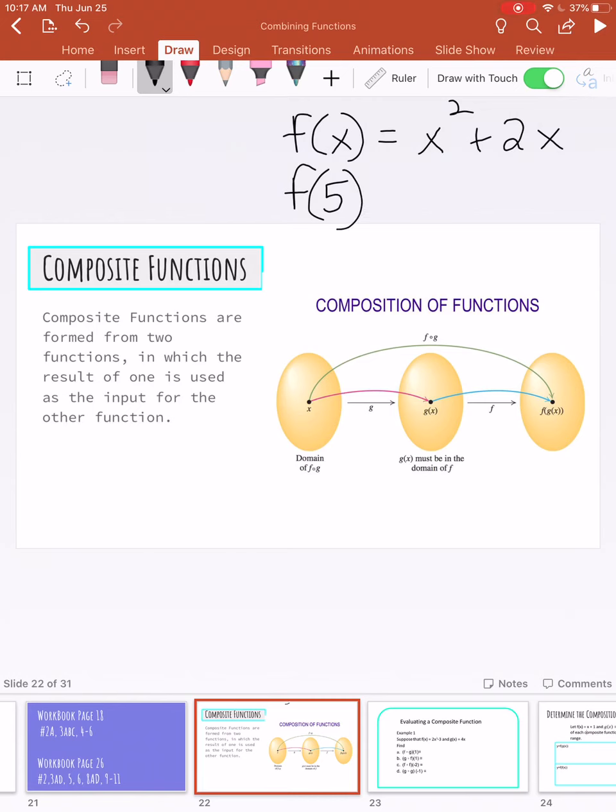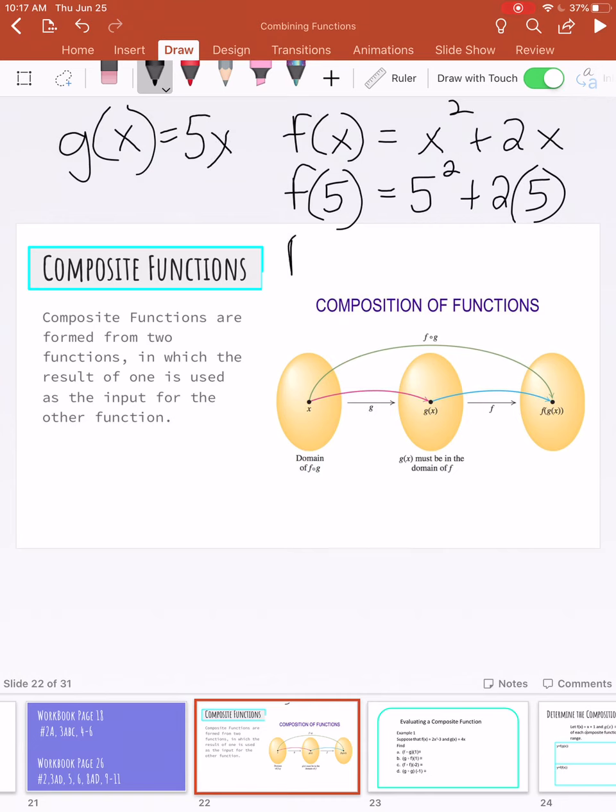You may have been asked to find f at 5, or any number. All you would do is substitute that 5 into every variable in that function. Now, instead of substituting a number into a function, you can substitute another function into a function. So instead of substituting that 5, maybe you're substituting a different function, such as g(x) = 5x. Now I'm substituting that 5x into all of those variables.